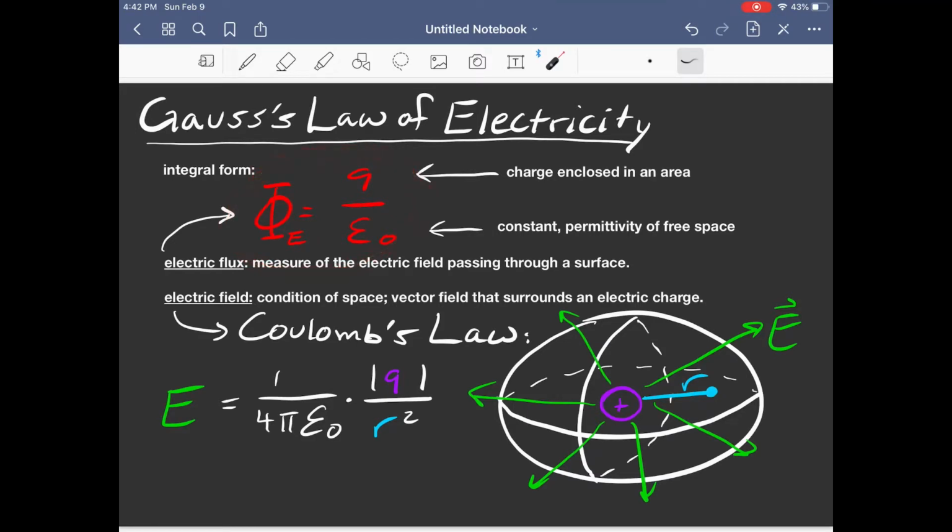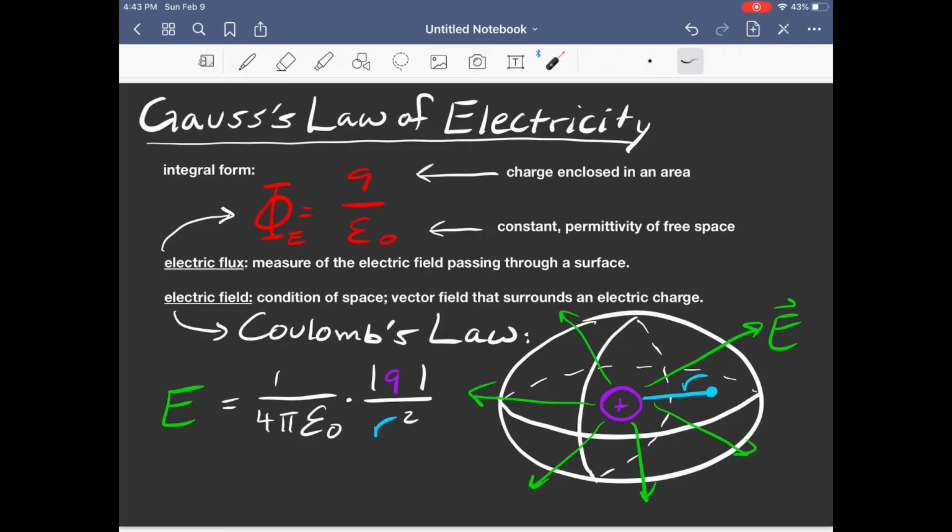This is the integral form of the law, which states that the electric flux is equal to the amount of charge enclosed in an area divided by this physical constant, the permittivity of free space, epsilon naught. To define a couple of terms here, we have the electric flux, which is a measure of the electric field passing through a surface. We can also define what an electric field is, which is a condition of space, a vector field that surrounds an electric charge. We could use Coulomb's law to help make sense of this a little bit more.